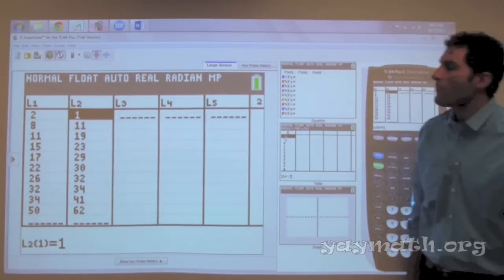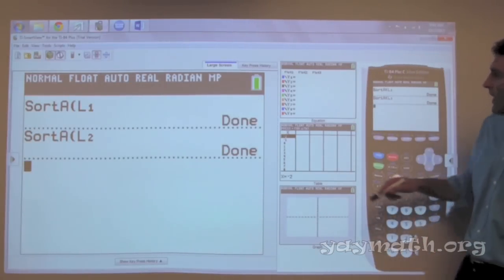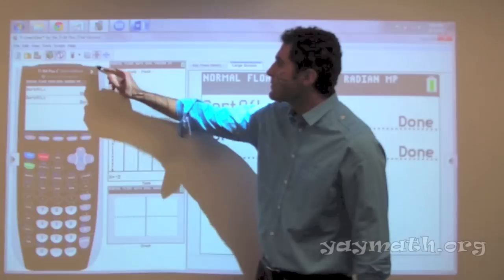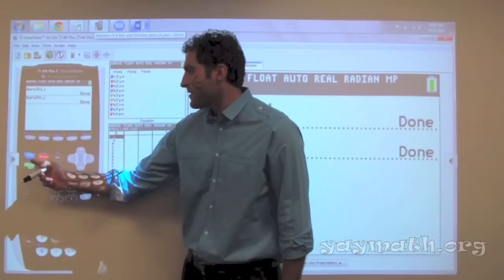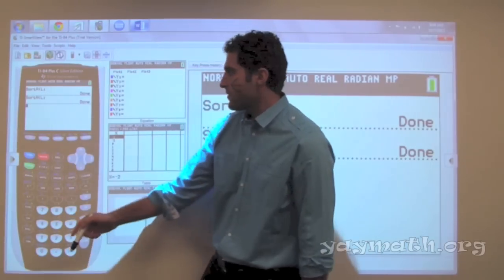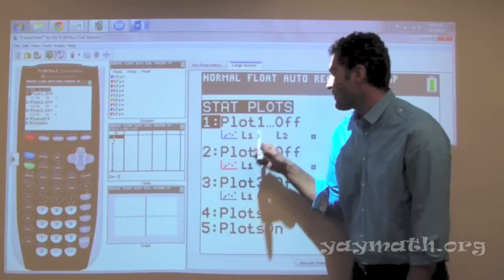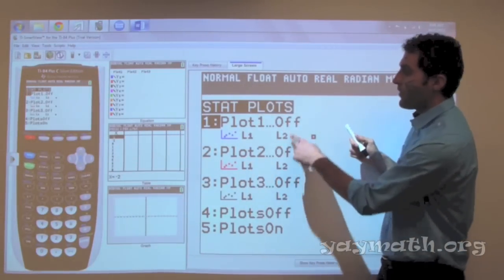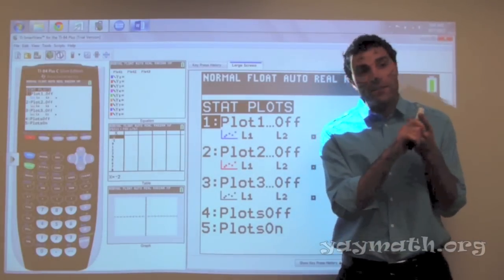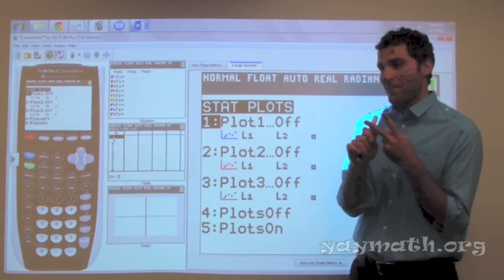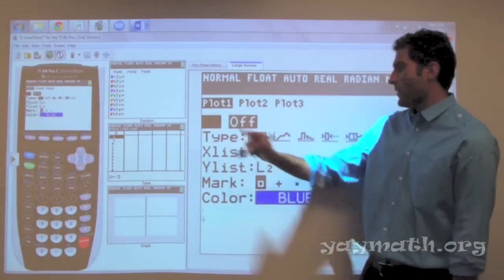First things first, we're going to plot. If you go second quit and look closely here, there is a button called Stat Plot. It's the second Y equals key. Second Y equals, stat plot. We see that our plots are off, so let's turn 2 plots on. One for the male smiley people, one for the female smiley people. I'm going to hit enter and turn it on.